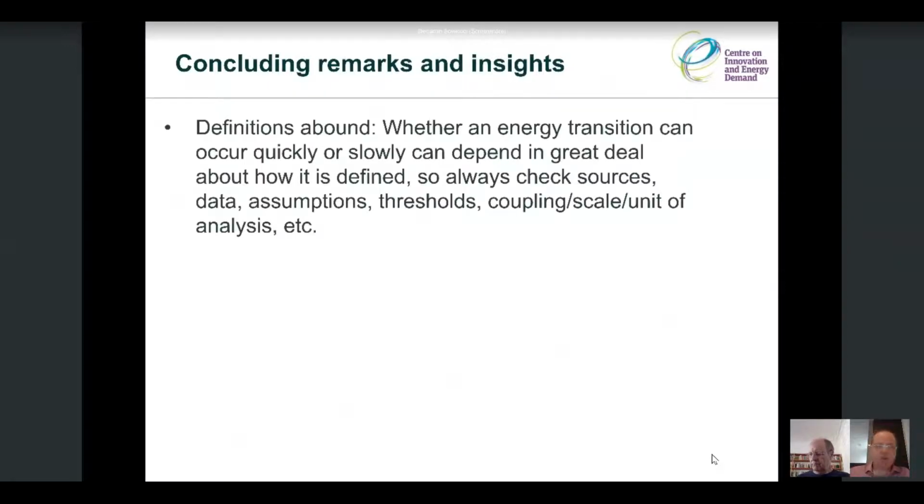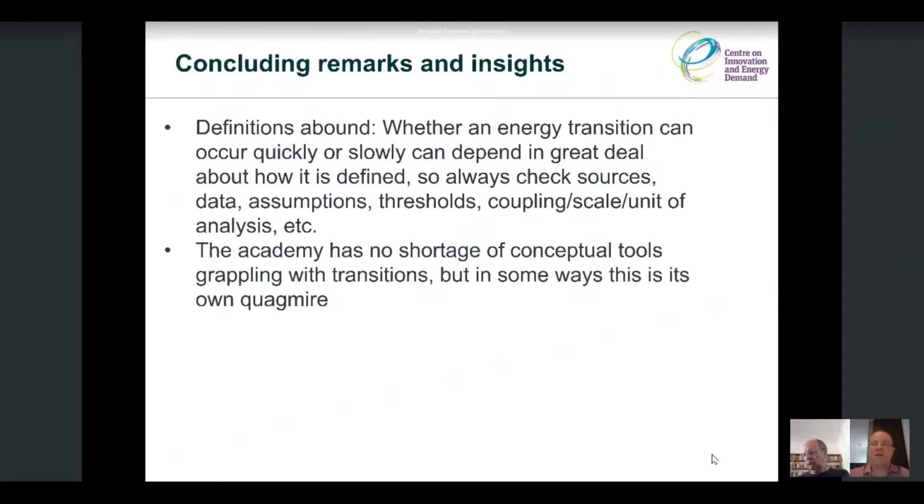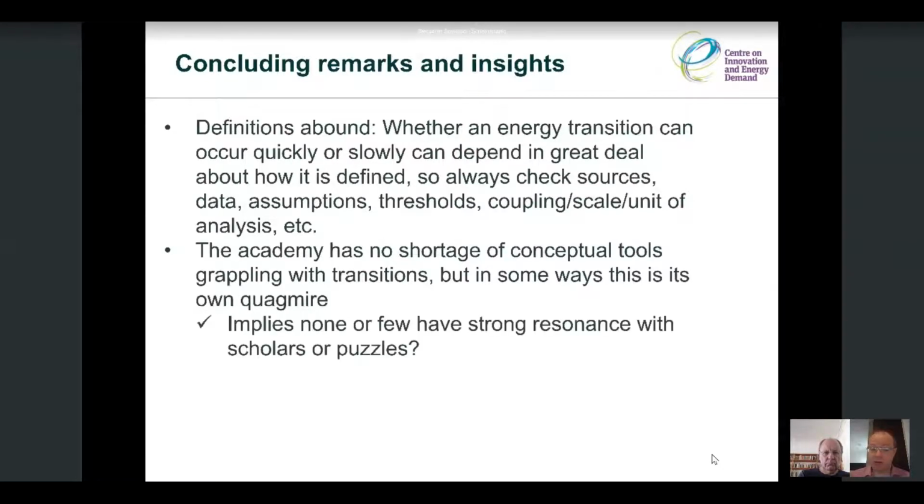bringing it back together to remind you from the first parts of the talk, definitions abound when you talk about transitions, and I think whether it is fast or slow will always depend on its unit of analysis and how it is defined. So whenever anyone is making claims of transitions, always check the assumptions, thresholds. Are they thinking about coupling? What is their scale, etc.? We have no shortage of conceptual tools that grapple with transitions, 96 of them. But in some ways, this is a quagmire or a minefield.